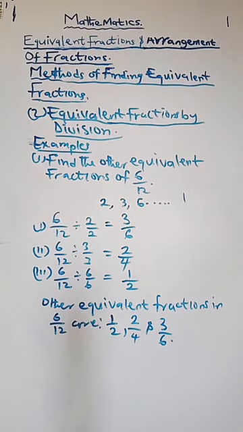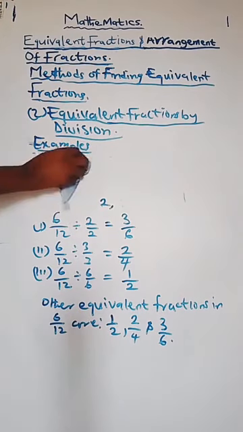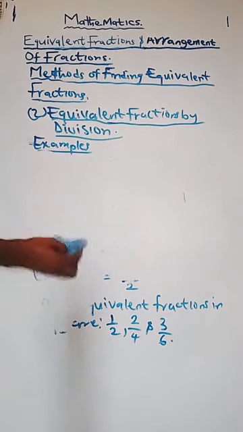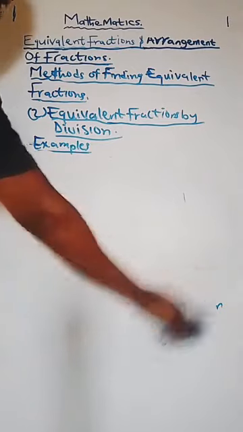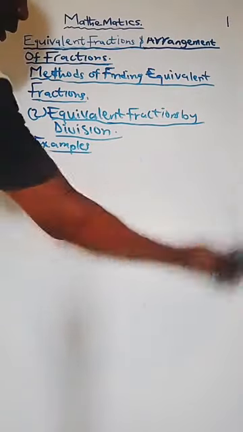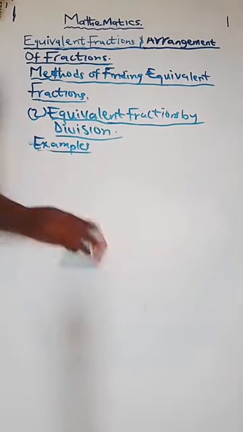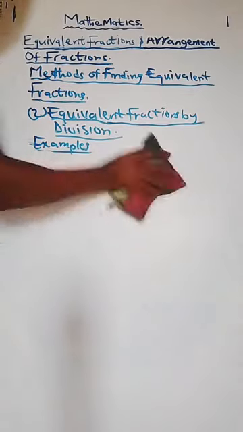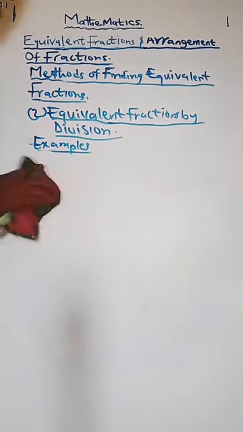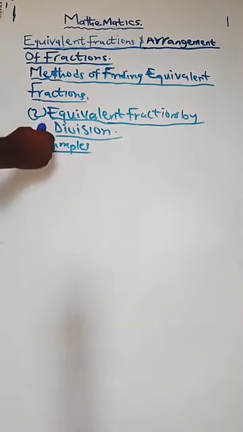Now, let's look at one more example under this method for us to understand it. Keep in mind that under this method, you are going to have smaller equivalent fractions. That is why all the other fractions we have, apart from 6/12, are smaller than 6/12, although they have the same value.